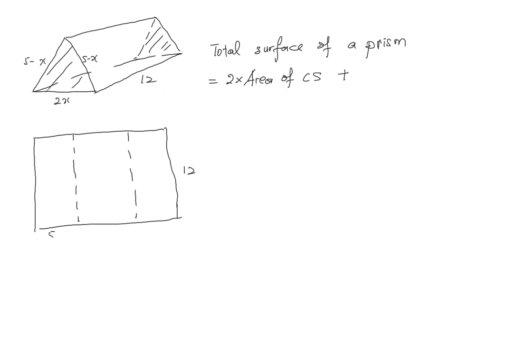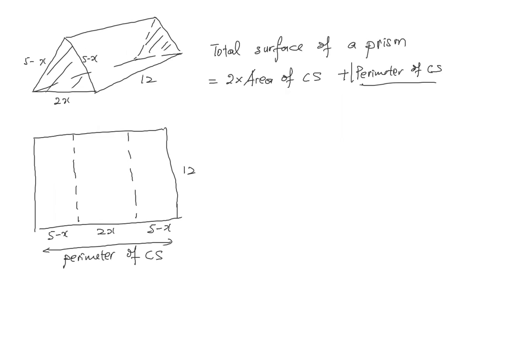Here is your 5 minus x. Here is your 2x. And here is your 5 minus x. So you get a big rectangle, correct? So it will be the perimeter of the cross section. So this part is called the perimeter of cross section. Then times by the length. So you can get it easily. You don't have to go and count surface by surface.